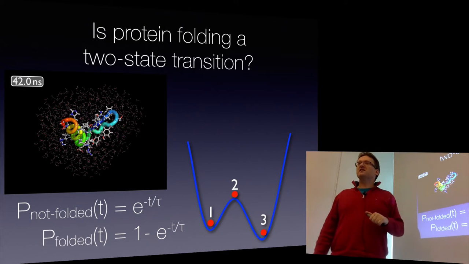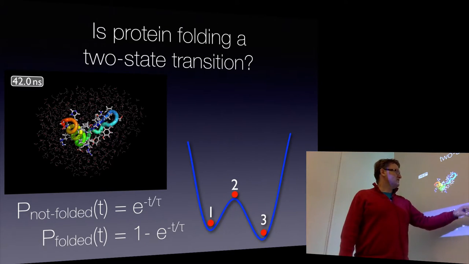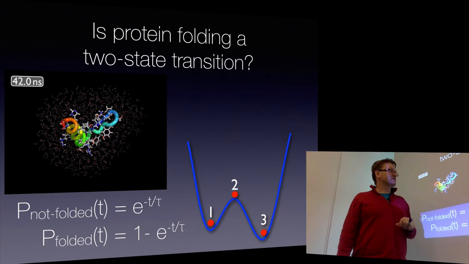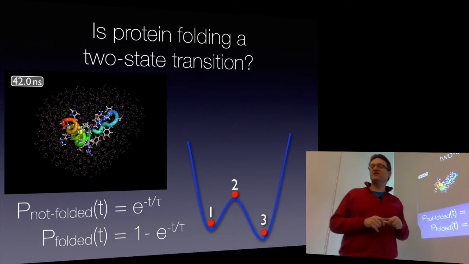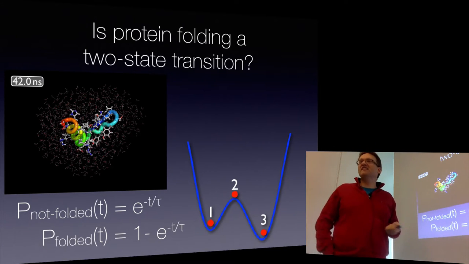That leads to some profound things that surprisingly took us a very long time to realize. Even though we don't know what that tau is, let's take an arbitrary protein like the one I showed here and assume that it's a two-state model. I can't do that because I haven't proved it, right? Or can I?